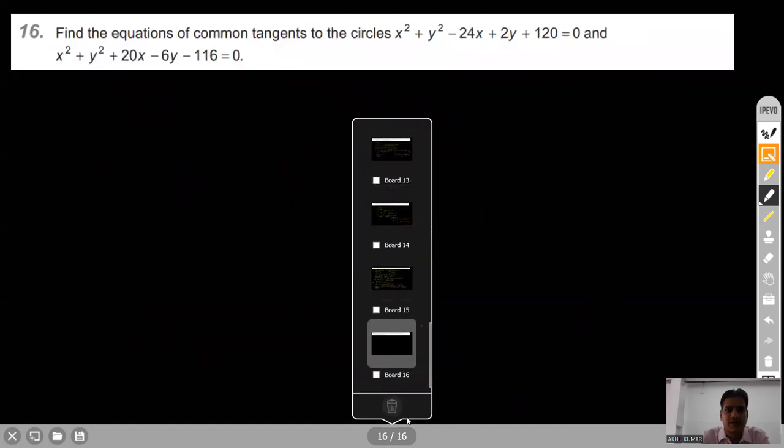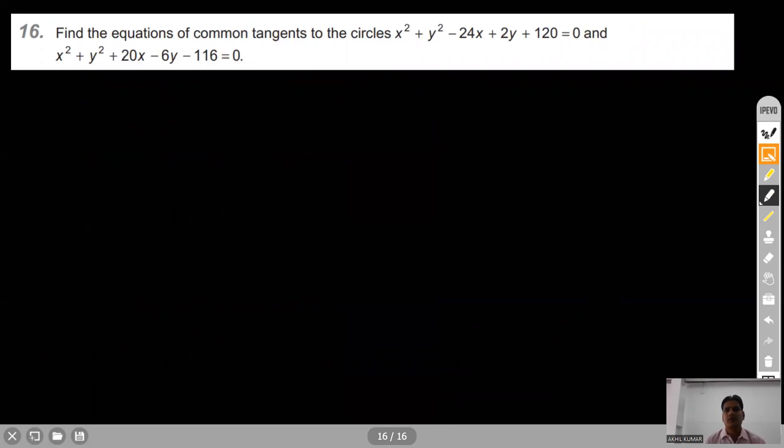Now, let's move to the next question. This is the last question. I don't know what the length of this video is, but we will close this question soon. I will not solve the complete 16th question, but I will give the idea of what is to be done here. Find the equation of common tangents to this and this.